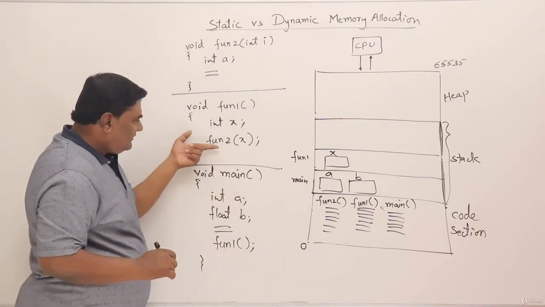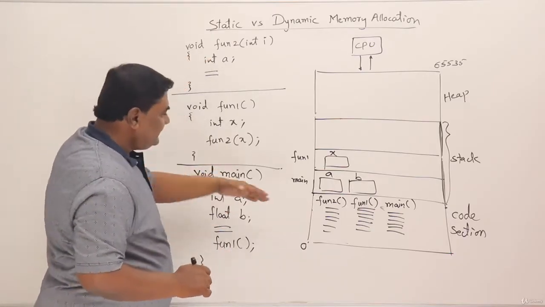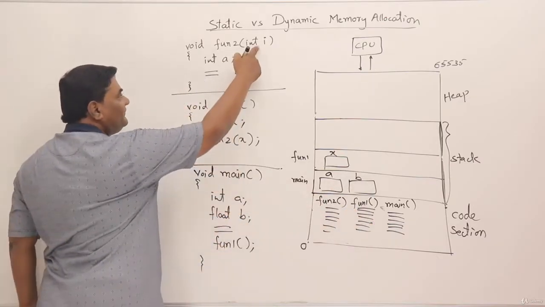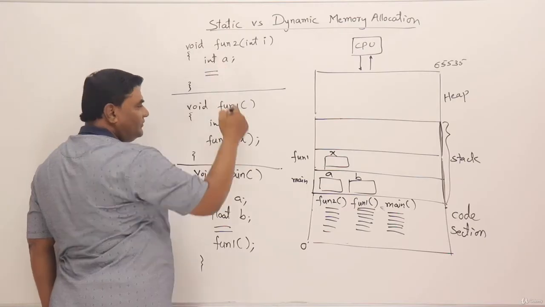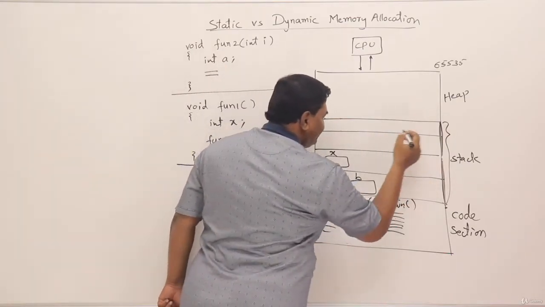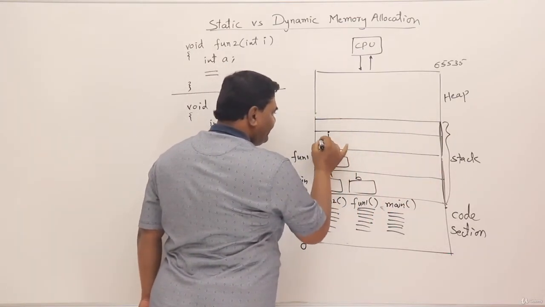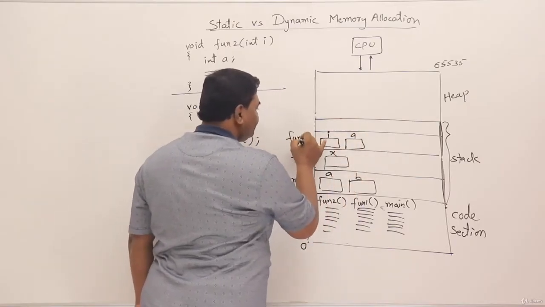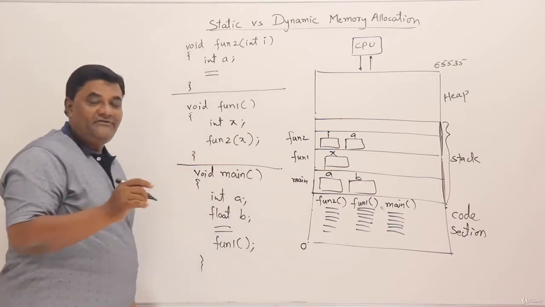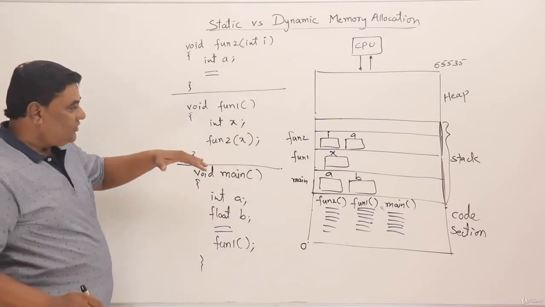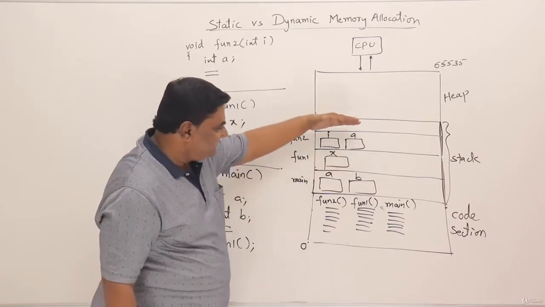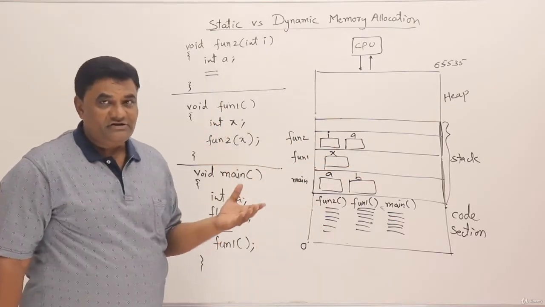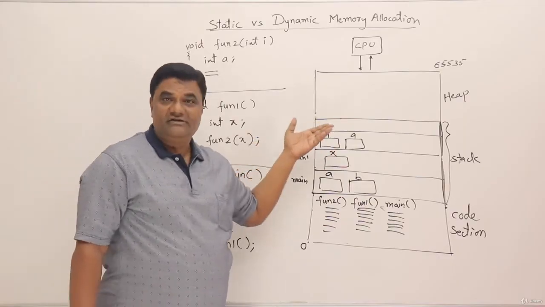Then fun1 will call fun2. Again the control goes to fun2, which has two variables: one is its parameter, the other is its local variable. So memory is allocated for those variables i and a, and this is for fun2. Now fun2 is running and the topmost activation record in this area is fun2. So the currently executing function accesses the topmost activation record.